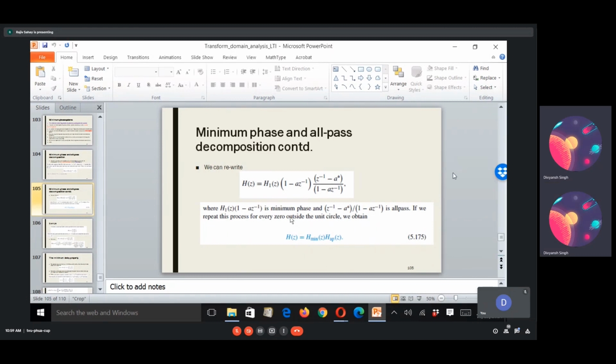We have decomposed an arbitrary system function H of z, which can have poles and zeros outside the unit circle, and made it into a minimum phase system and an all-pass system.